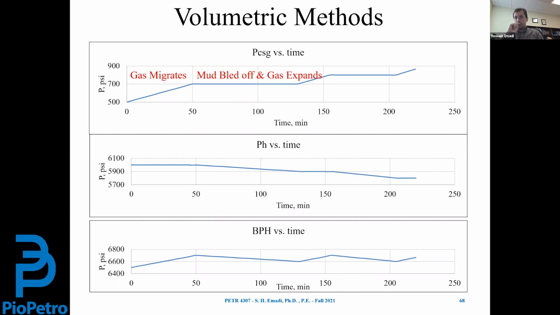So after observing 200 psi increase, we bleed off the mud, and gas expands. Here we are removing the mud through the choke line, and as we remove the mud at the surface using the choke line, gas also expands. And we know the volume of the mud we need to remove. After removing the exact volume of the mud, we close the choke line. When we close the choke line, what happens? The gas bubble starts to migrate again. So another gas migration happens here by 100 psi.